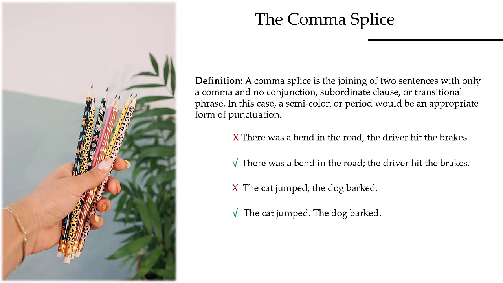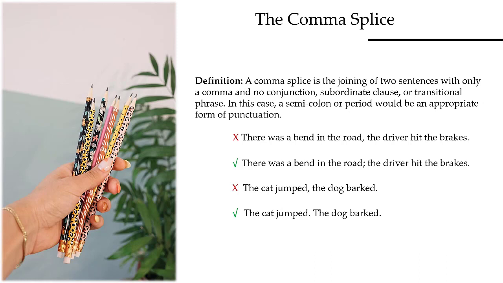In this case, a semicolon or period would be an appropriate form of punctuation. So in sum, this is joining two complete thoughts, two independent clauses, and you're just putting them together with a comma. You're splicing them together with a comma, which is why it's called the comma splice.